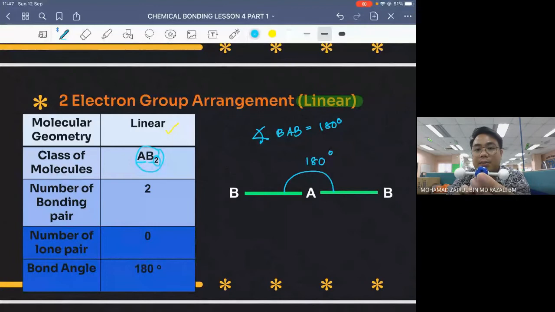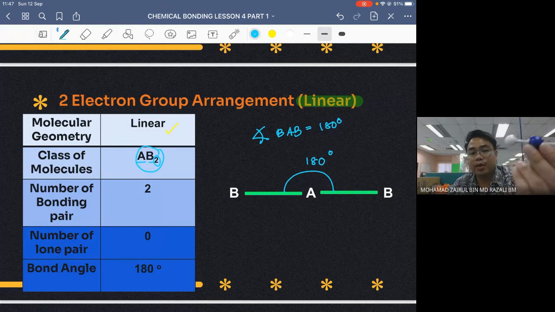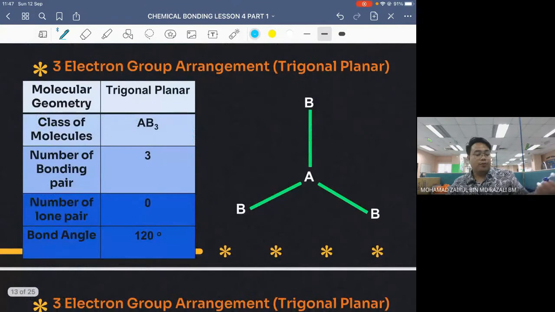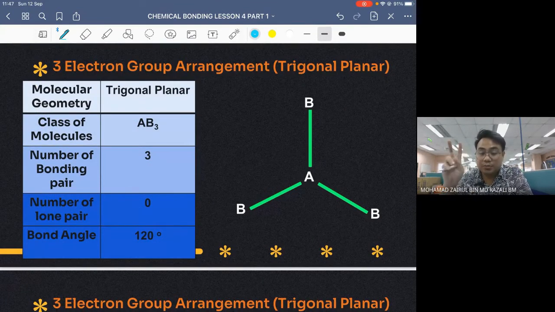Let's say the blue one is our central atom and the white ones are our terminal atoms. If you look, it is a straight line, which is why we call it linear, and the angle for a straight line is 180 degrees. So the angle from this atom to this atom is 180 degrees.